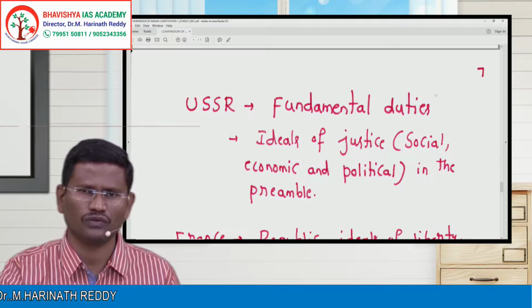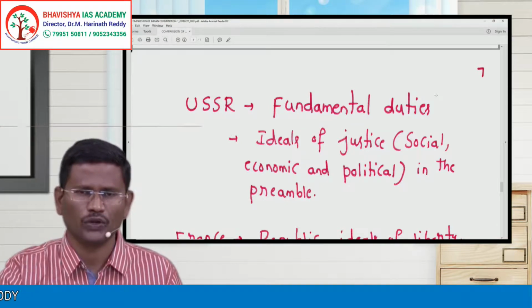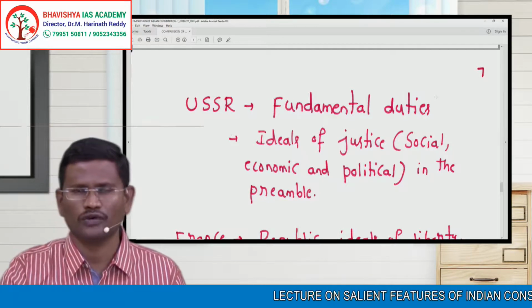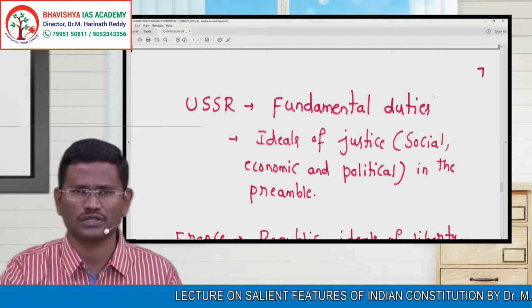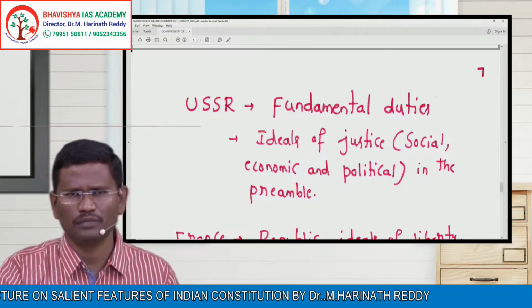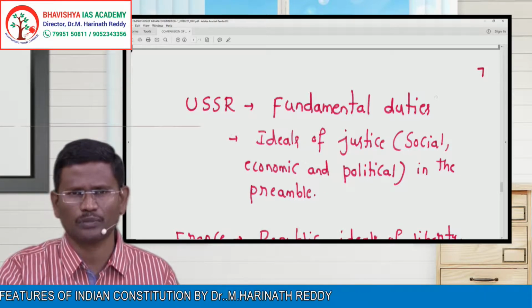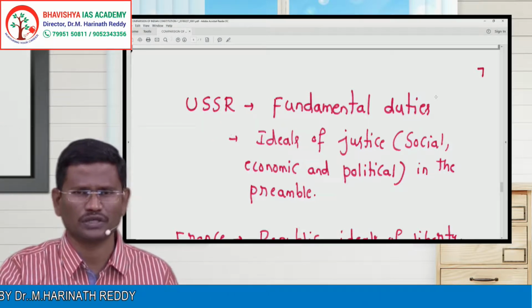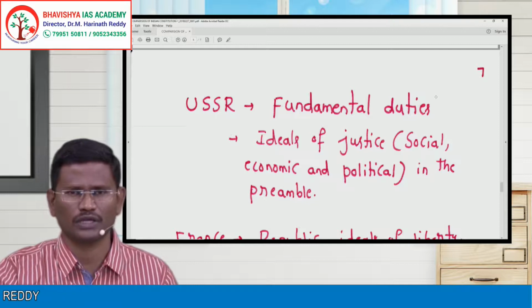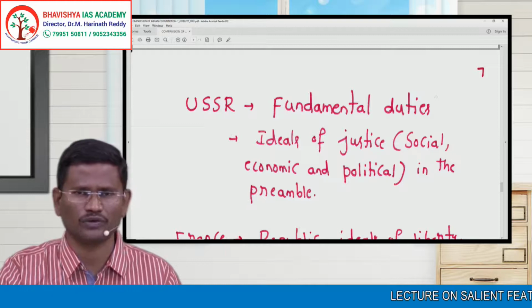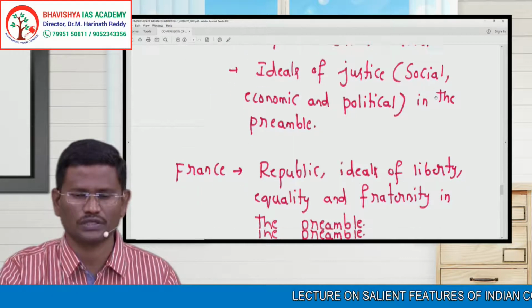Then Constitution of USSR. See, I told you that the fundamental duties were inserted in the Indian Constitution in 1976 through the 42nd Amendment. So they were borrowed from the Constitution of USSR, the idea of fundamental duties. And even the Indian preamble speaks about social, economic and political justice. Even Article 38 of the Directive Principles of State Policy also speaks about social, economic and political justice. So the idea of social, economic and political justice is again borrowed from the Constitution of USSR.